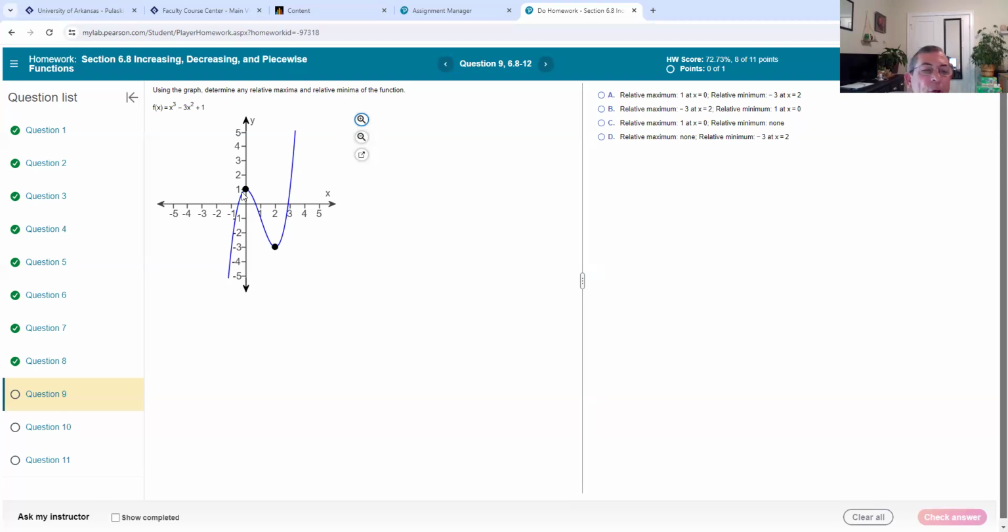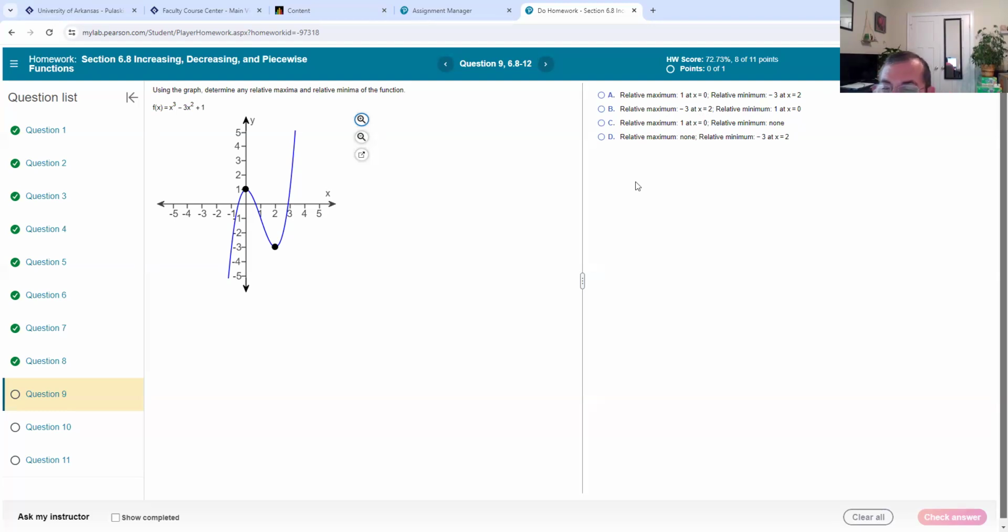Now look, we do have a maximum at that first point and a minimum at the second point. So you can throw out C and D for sure, because C said it had no minimum, and D said it didn't have a maximum. Well, it's definitely got both, so it's got to be A or B. So the question is, do I have a maximum of 1 at x equals 0 and a minimum of -3 at x equals 2? Or do I have a maximum of -3 at x equals 2 and a minimum of 1 at x equals 0? So y'all, what are y'all going with that? A or B?